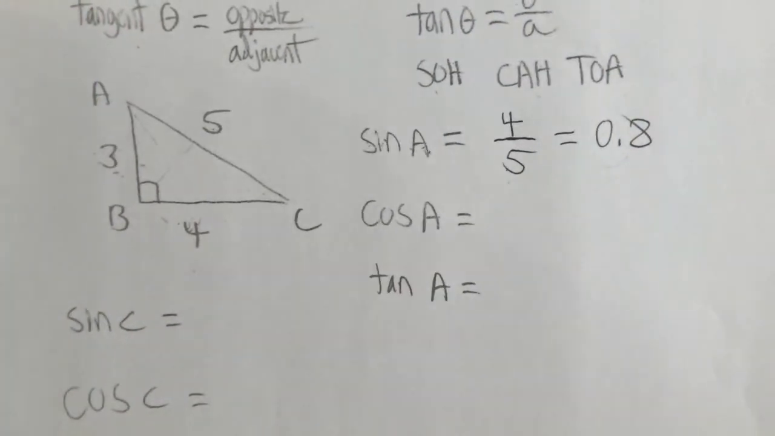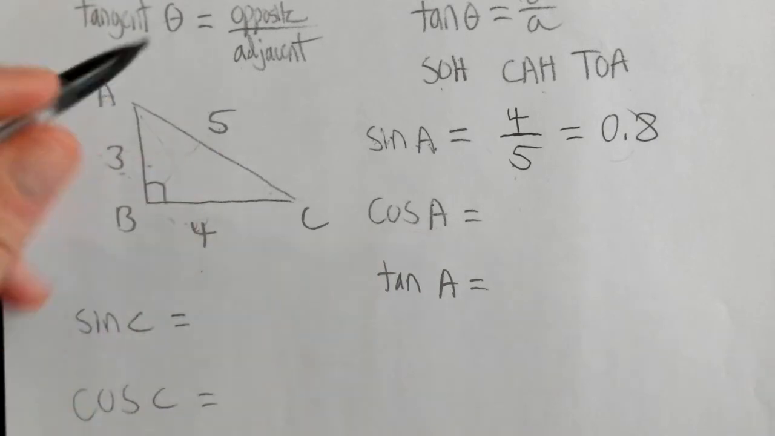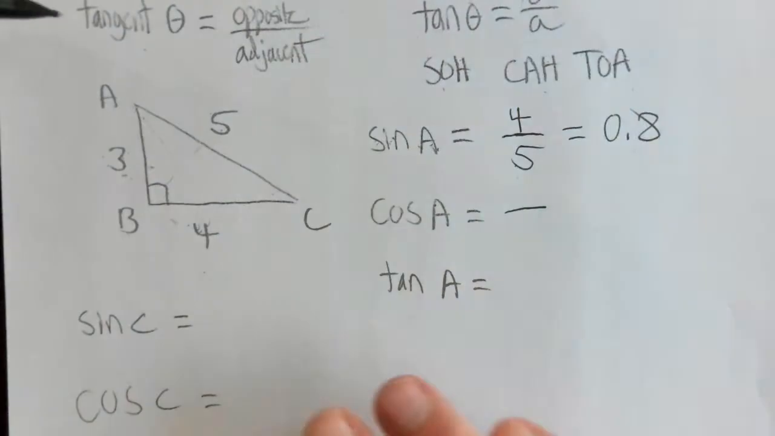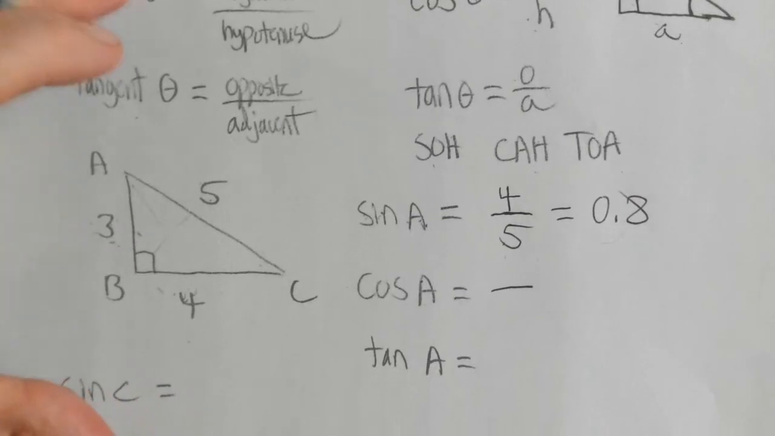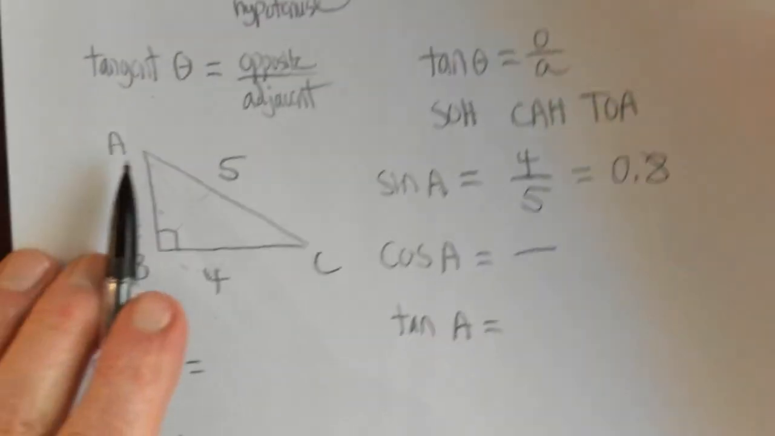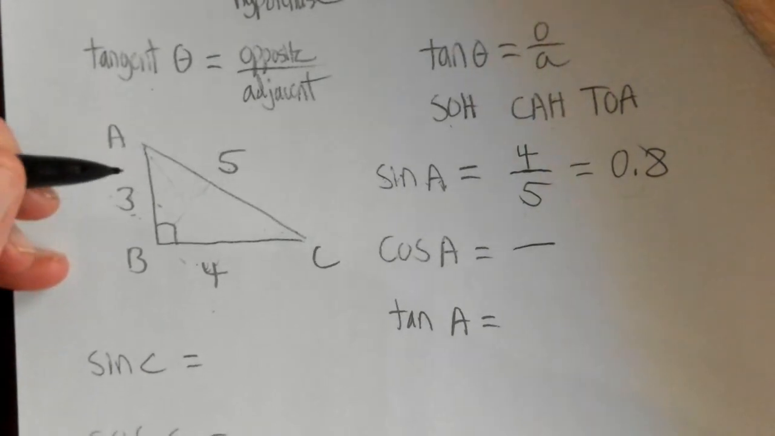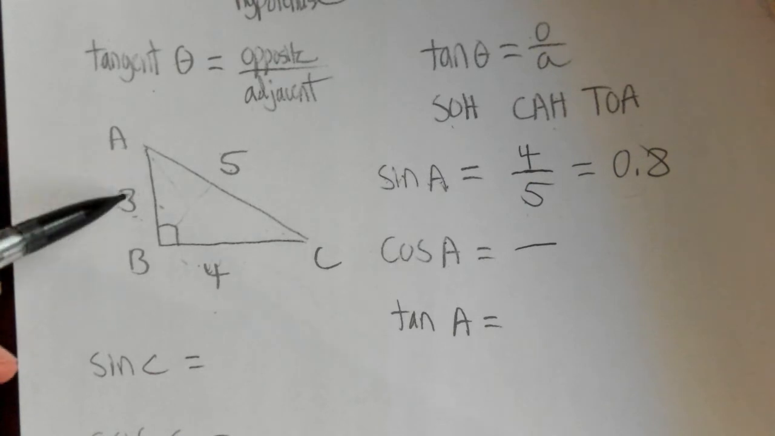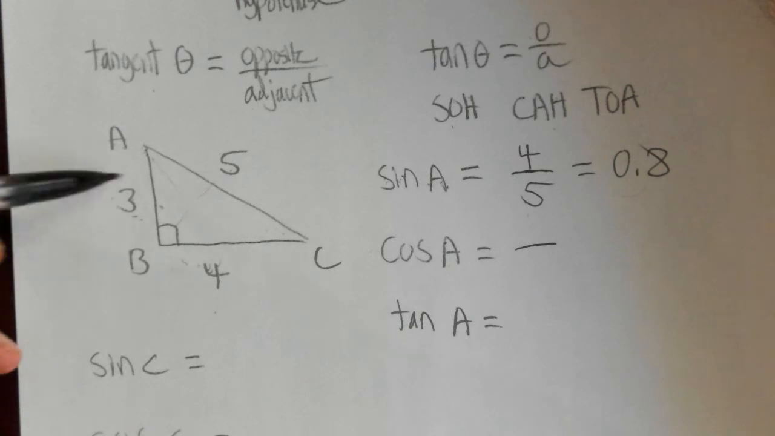All right. Cosine of A now. Again, my reference angle is still A, but now the fraction that I'm writing is the cosine fraction. Well, what's cosine? It's the adjacent over the hypotenuse. So I need to figure out which side is adjacent to A. The adjacent side is the leg that's connected to that angle. So the leg that's connected to this angle is 3.